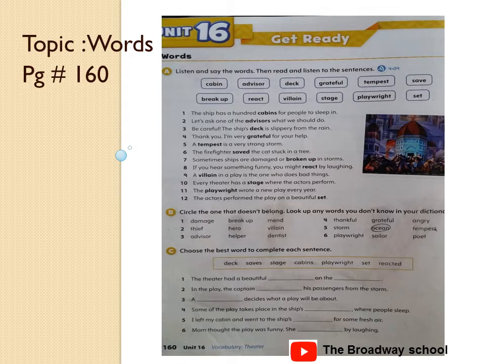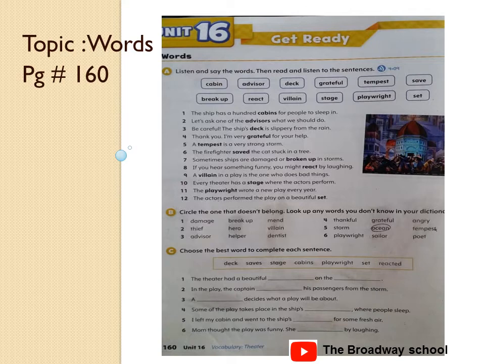Yes, damage and breakup are somehow similar in meaning. The word mend is different, right? So you just have to circle the word mend. Number 2 is thief, hero and villain. Thief and villain both are similar, in a sense that we use these words for a bad person, and the word hero has a different meaning because we use hero for a good person. So you just have to circle the word hero.